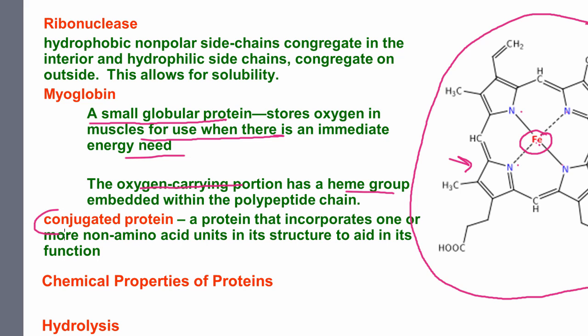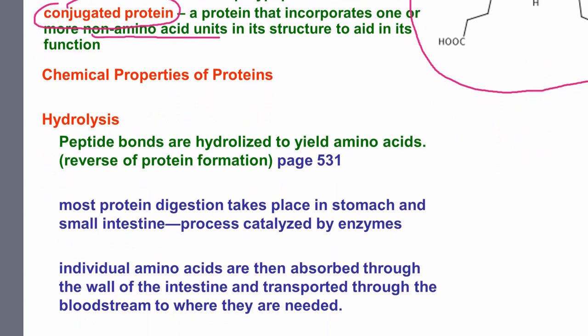A conjugated protein is a protein that incorporates one or more non-amino acid units in its structure. And these non-amino acid units aid in the function of the protein.